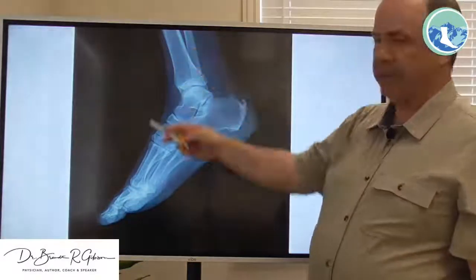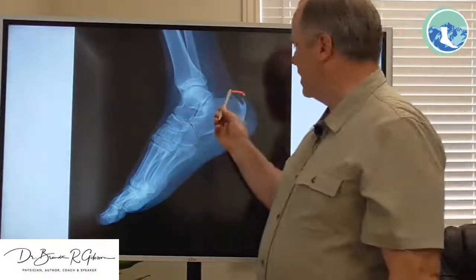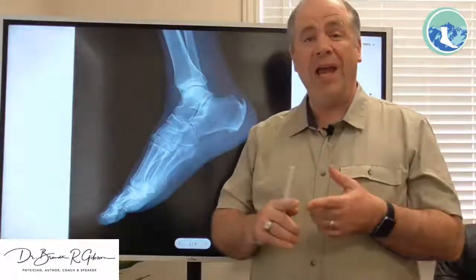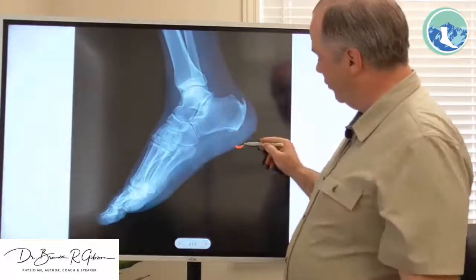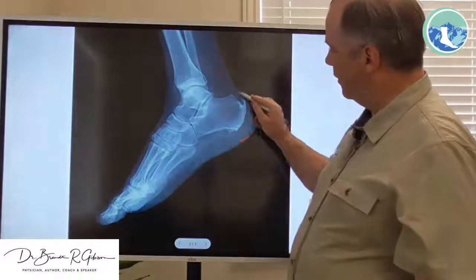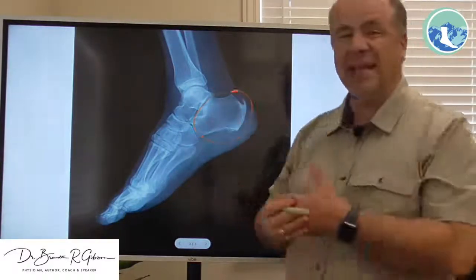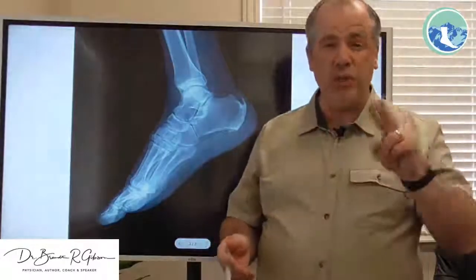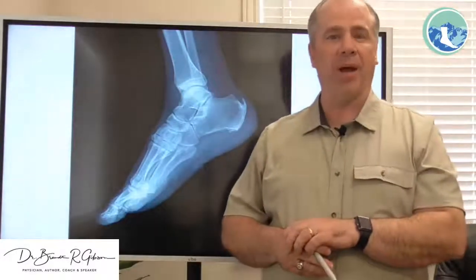So these are the bones of the foot on x-ray. This is the calcaneus, which is why it's called a calcaneal spur. That's the bone of the heel. So your heel's sitting right here, and the bone that makes up that heel is the calcaneus, so you get calcaneal spurs.